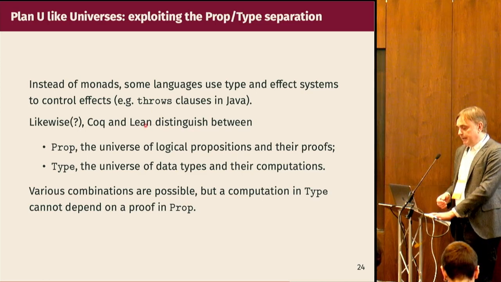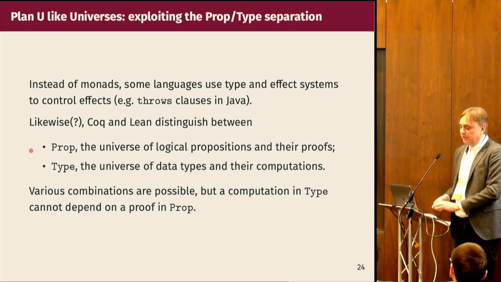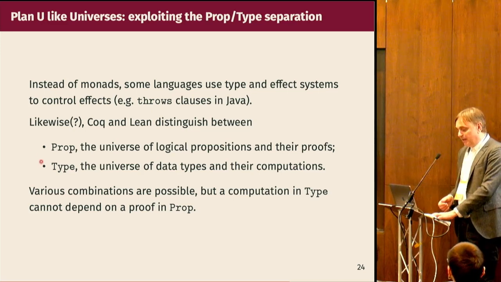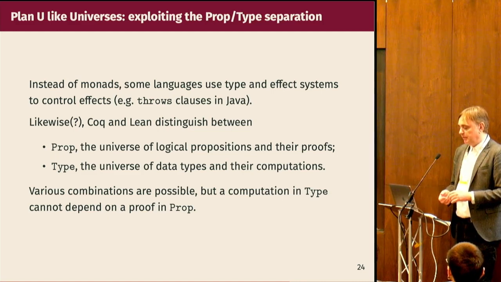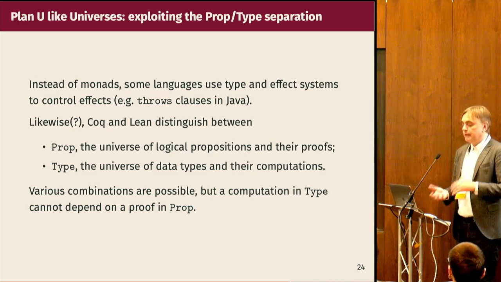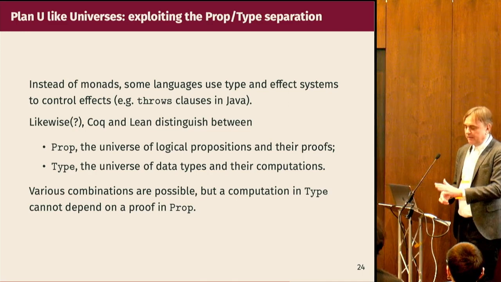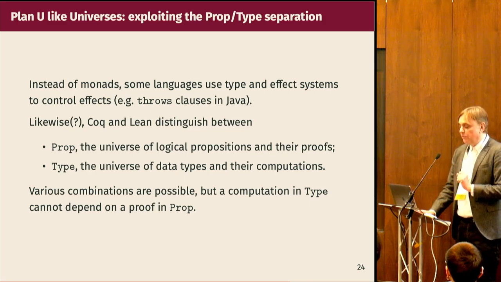And in Coq and Lean, there's something a little bit like that. In their universe structure, the universes are types for types. And so they have two major universes, Prop, which is a universe of logical propositions, and that can have proofs, and Type, which is a universe of data types and their computations. And various combinations are possible. This is very simplified. But there's something very important, which is that a computation in Type cannot depend on a proof in Prop.